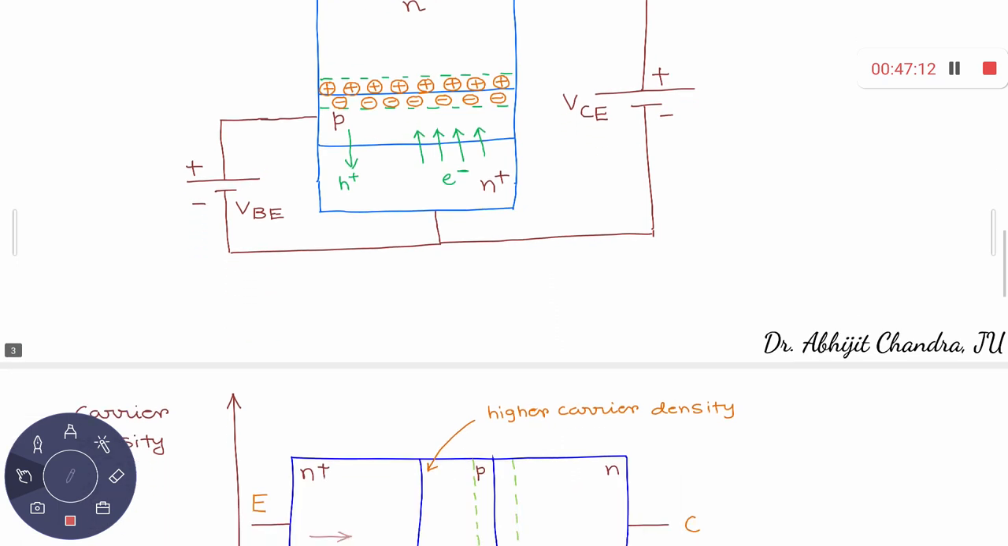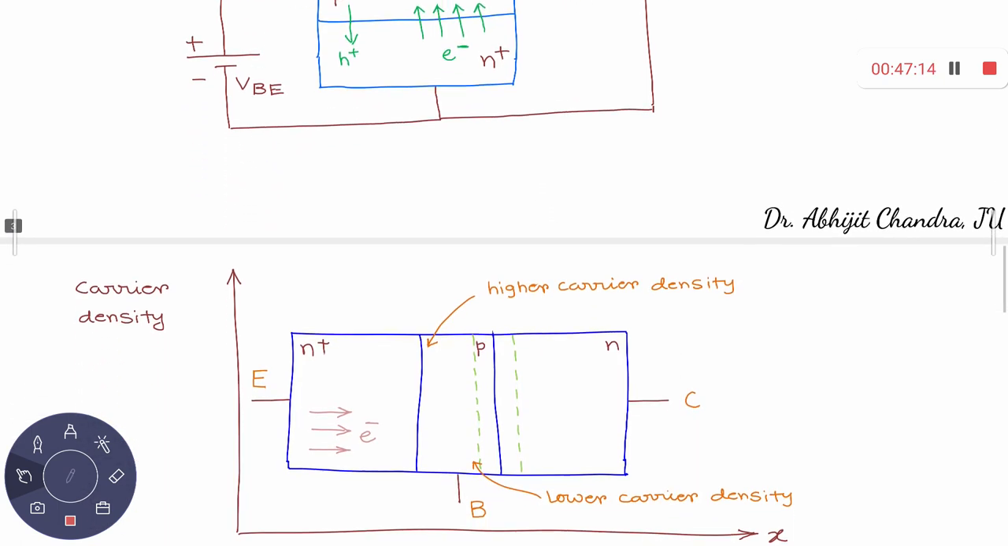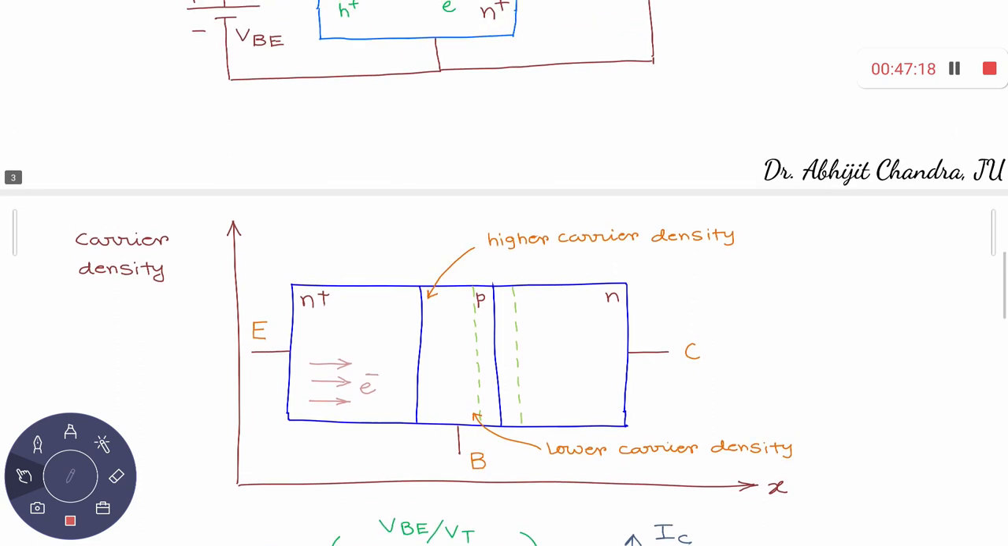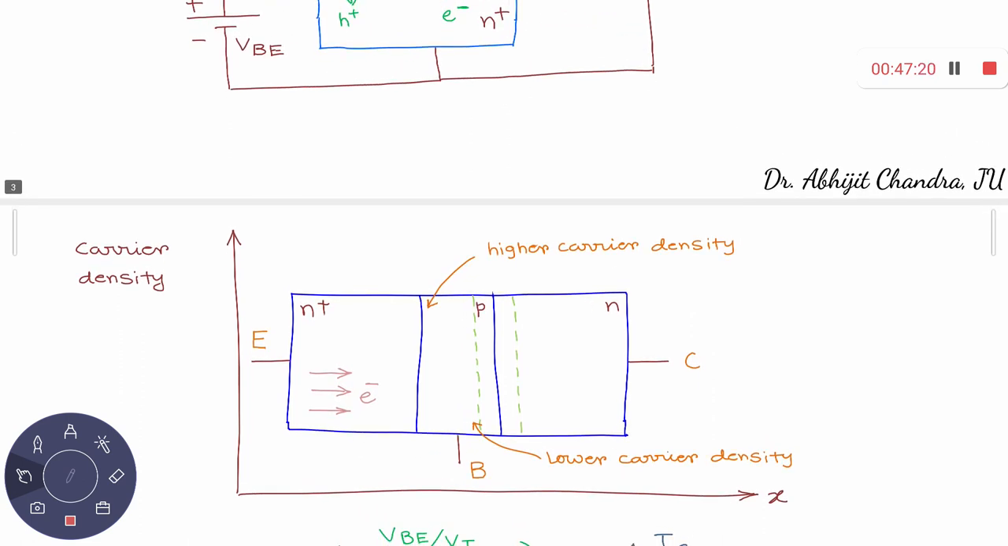Now, what about the carrier density? Once again, let's visualize this NPN transistor from a different perspective. Let's draw it upside down like this. This is the emitter region. You have so many electrons crossing this junction. It's a forward biased base emitter junction.